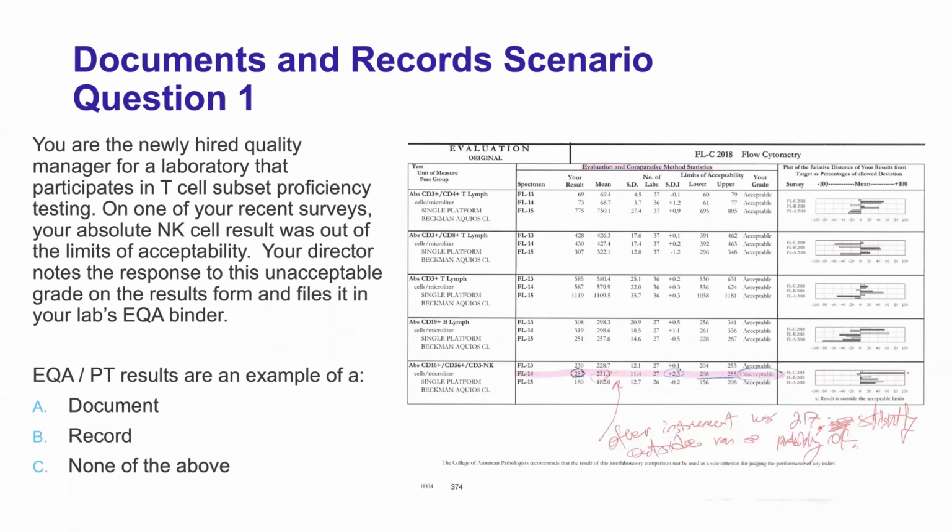Tim, were there any? Oh, sorry, they just started pouring in all of a sudden. We have eight or nine people and they all say record. Records, perfect, exactly. Great job. So this is an example of a record. EQA, PT results, this is what the lab did when they performed the test. So that is an example of a record.